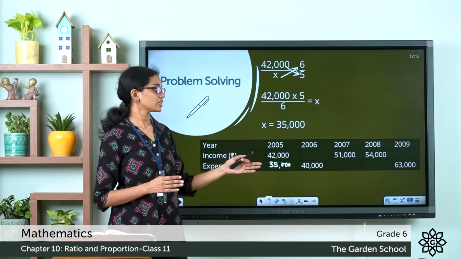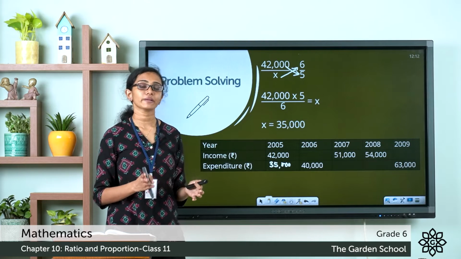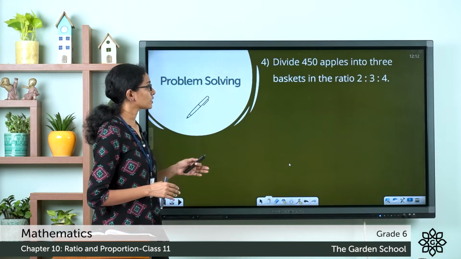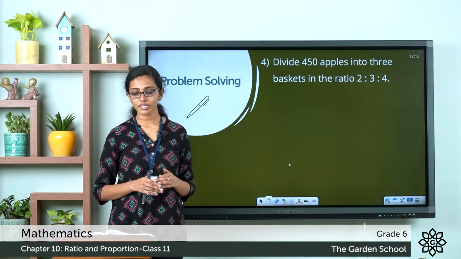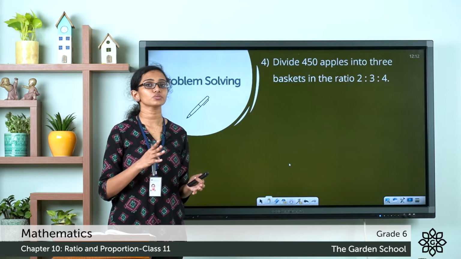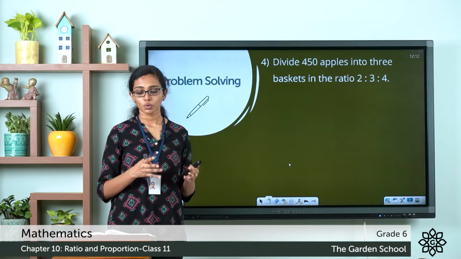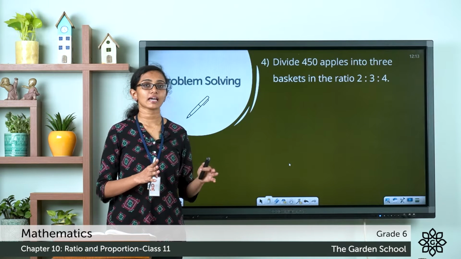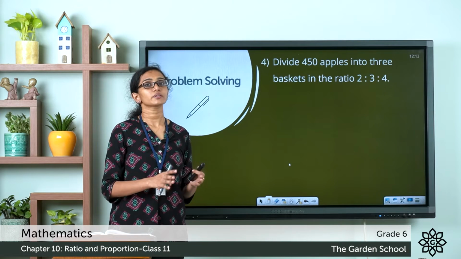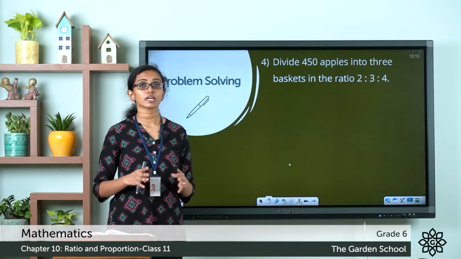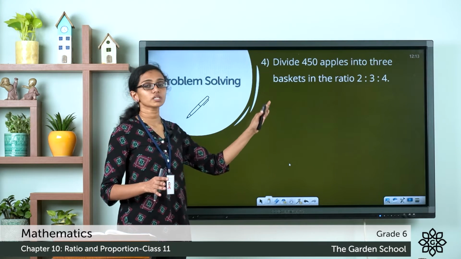Similarly, find out the missing figures and complete the table. Let's discuss question number 4 now. It says divide 450 apples into 3 baskets in the ratio 2:3:4. So what is being mentioned here? There are a total of 450 apples and there are 3 baskets. We have to divide these 450 apples in these 3 baskets in the ratio 2:3:4.